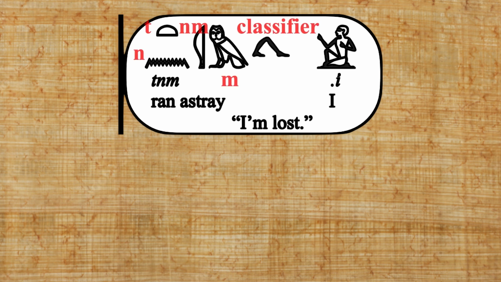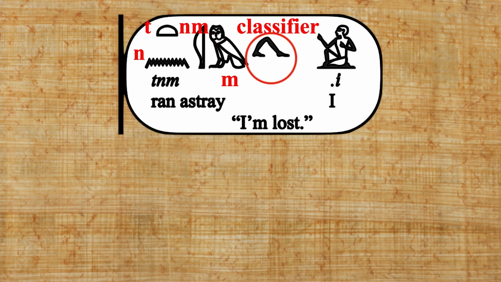The first word of the dialogue, the verb tenem, is spelled with a minimalistic loaf of bread. It is a unilateral sign, meaning it only represents one consonant, in this case, T. The wave is also a unilateral phonogram, representing the consonant N. The knife is a biliteral phonogram, combining the N with the last consonant, M. The owl is a unilateral sign, M.